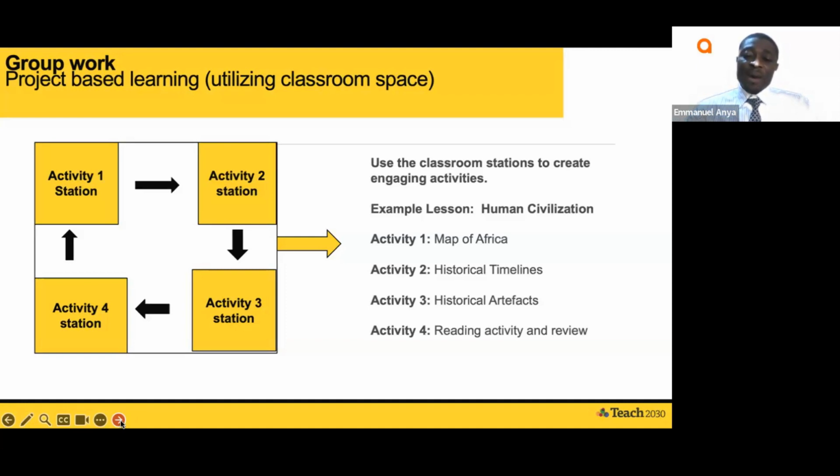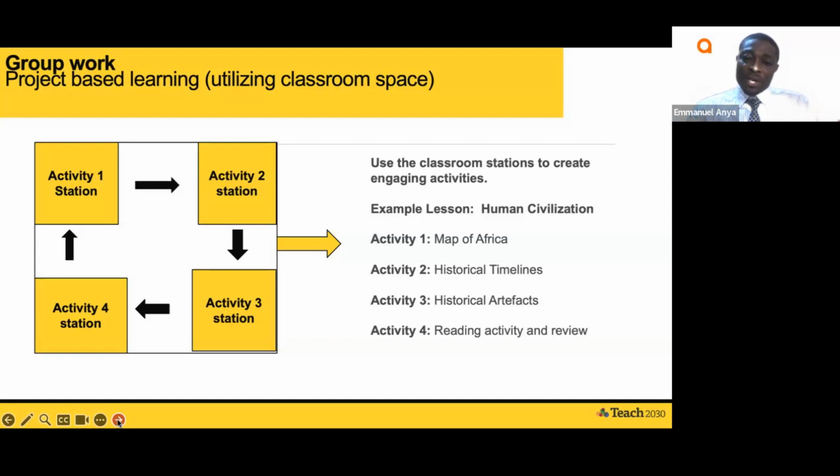Now, it's not just about rotating these resources. You also instruct them on what they are expected to do. It's all about carrying your students along. We have the higher and the lower ability students. So for those in station 1, I can tell them, okay, you identify the geographical location of Egypt on the map.